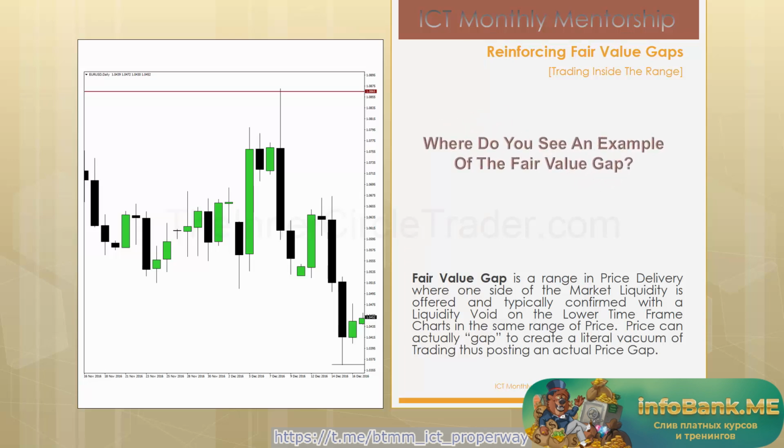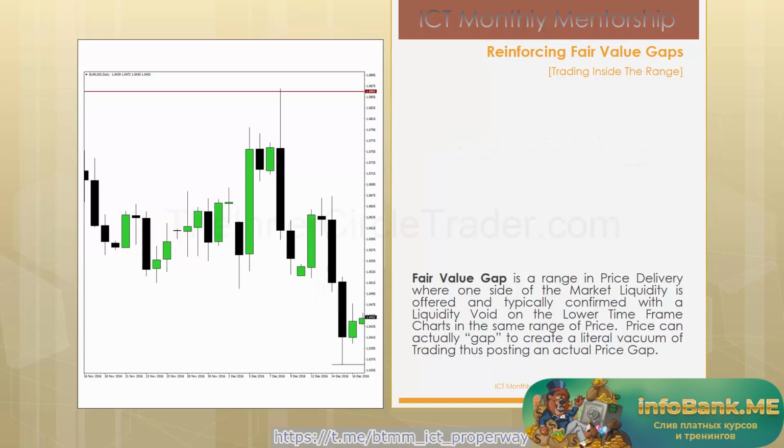Okay, and I'm going to ask you, where do you see an example of the fair value gap? I'm going to draw your attention to it here. It's that blue shaded area on the daily chart. Let me explain why I'm shading in that specific area of price. It's about a 20 pip range on the daily. But inside of that blue shaded area, that is what is commonly referred to in my work as a fair value gap.